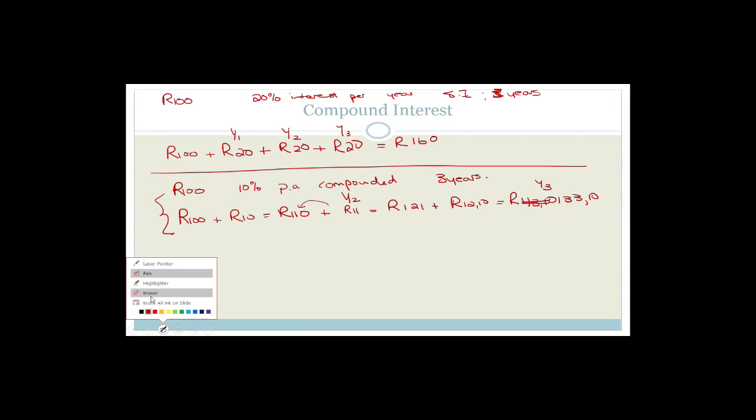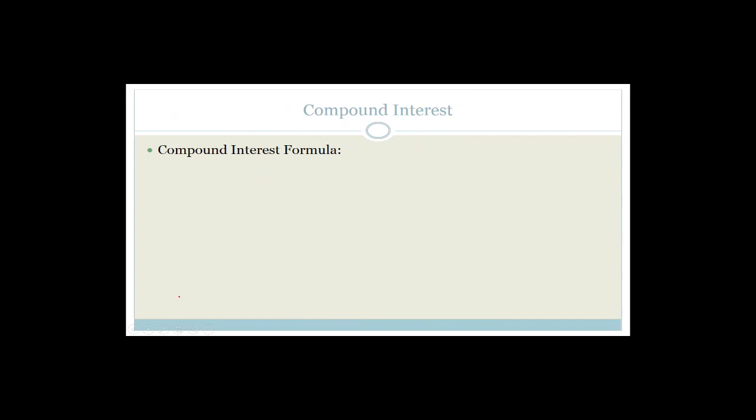we get a formula, which is on your formula sheet, which says that A is equal to P(1 plus i) to the n, where A is the amount at the end. P is the principal, that's either the money you loaned or the money you invested. i is the interest in decimal form, or as a fraction out of 100, but in decimal form. And n is the number of years or number of payment periods. Think of it that way.